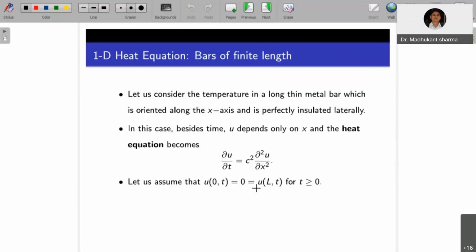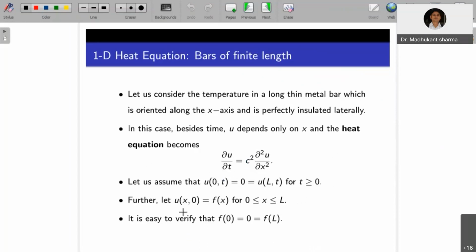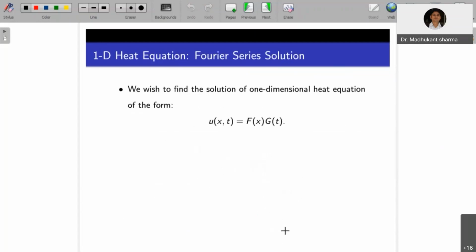So, homogeneous boundary conditions: at both the end points there is no temperature. Temperature is zero at both end points, and initial temperature can be given by this curve f(x). Then by using these boundary conditions, it is easy to determine that f(0) and f(L) are 0, meaning initially the temperature still verifies the boundary condition. That's what it means.